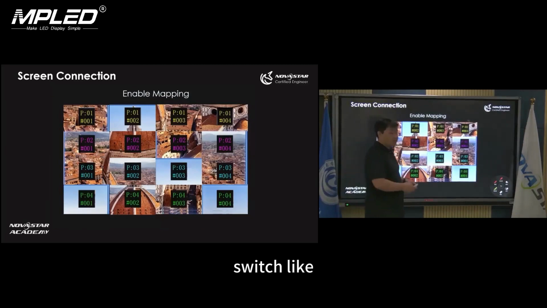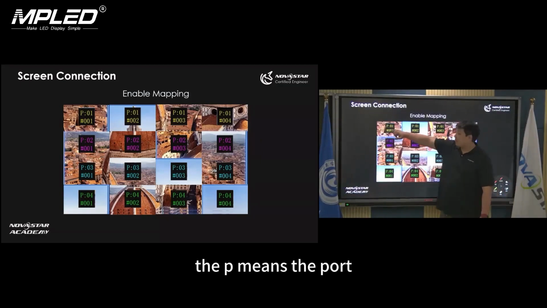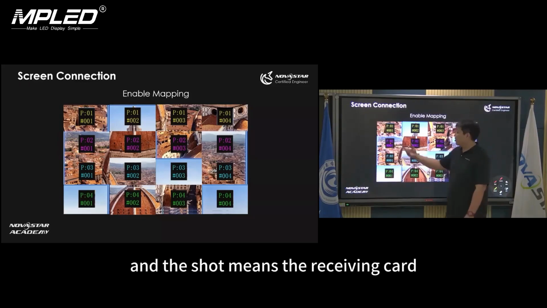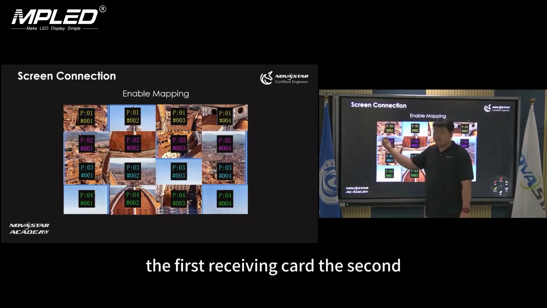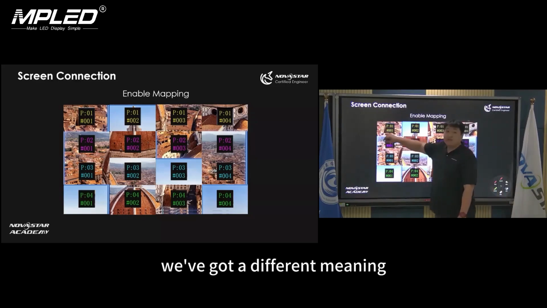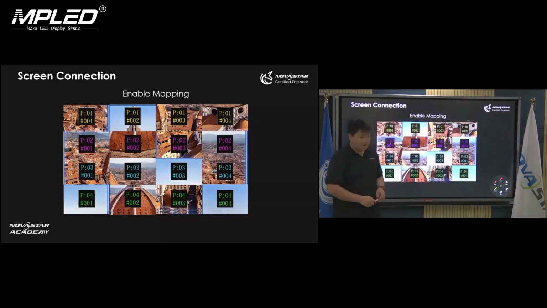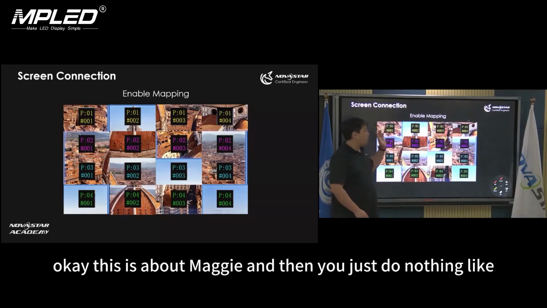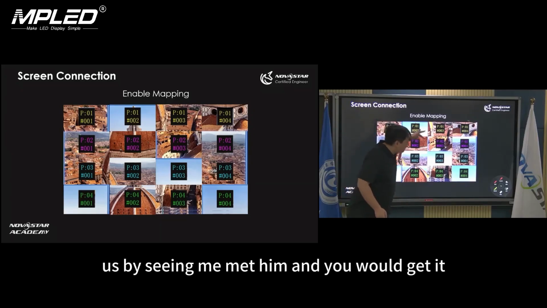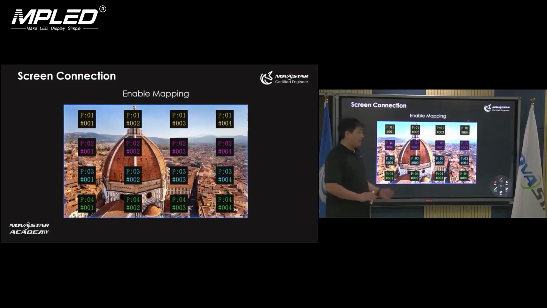Here we've got the squares like P01 #001. The P means the port number: port number 1, port number 2, port number 3, and port number 4. And the sharp means the receiving card: the first receiving card, the second, the third, the fourth. So those numbers have different meanings. Just remember that, please. Okay, this is about mapping, and then you just correct the data flow by seeing what? Yes, by seeing the mapping, and you will get it. It's really easy for you.